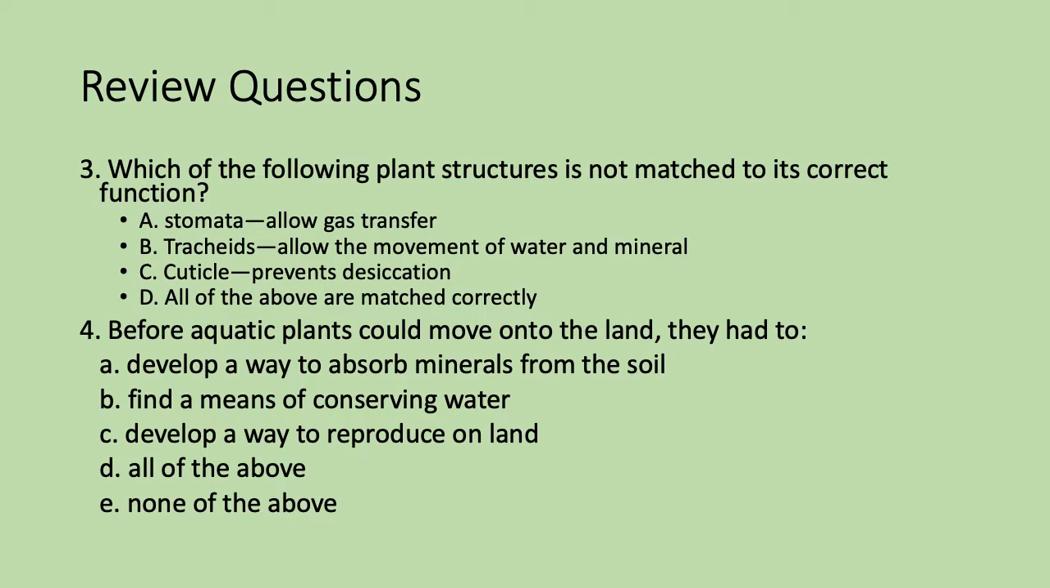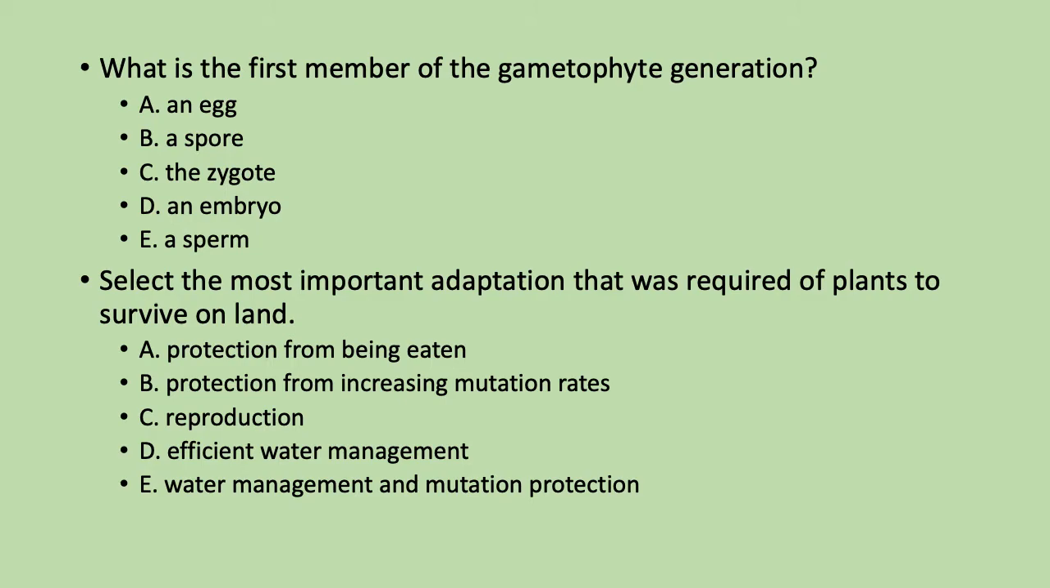Develop a way to absorb minerals. We'll talk about the evolution of roots. Find ways to conserve water: cuticles, stomata. Develop a way to reproduce on land, and you'll see the various ways they do that.